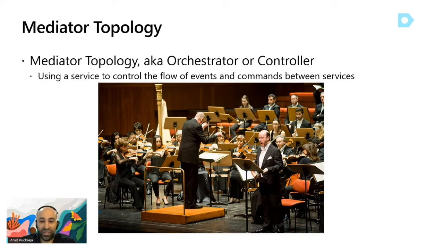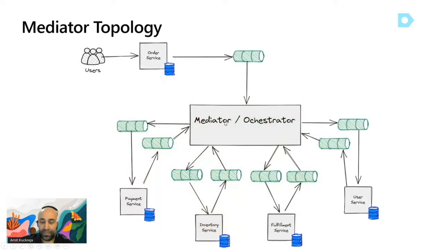Now, I'm not great at music, but there's a lot of work by that conductor to control the entire orchestra, to make sure that everyone's coming in on cue and everyone's working in sync. This is similar to the orchestrator service, which is in the middle. Now, this service can be built in a number of different ways. It can be built just with code, but there's also workflow type languages and systems that can be used. But I'm going to walk through this.